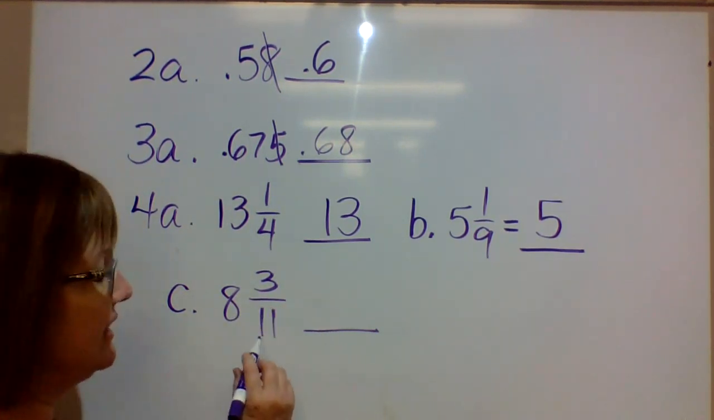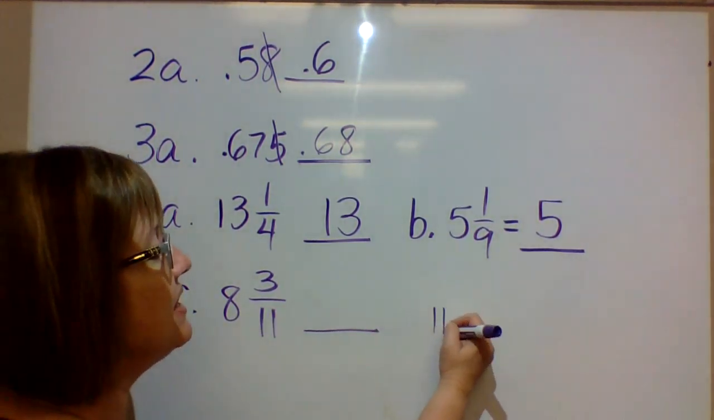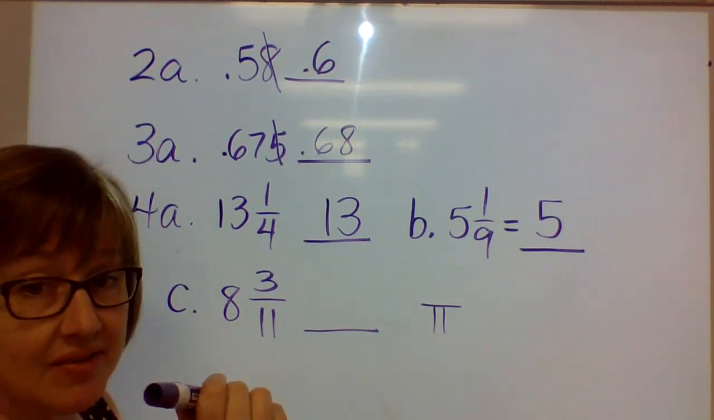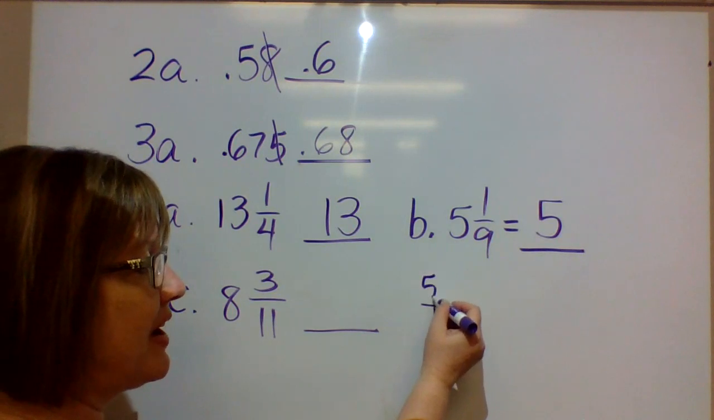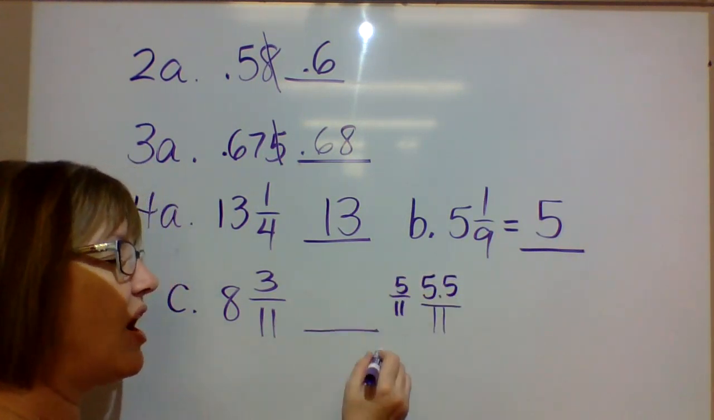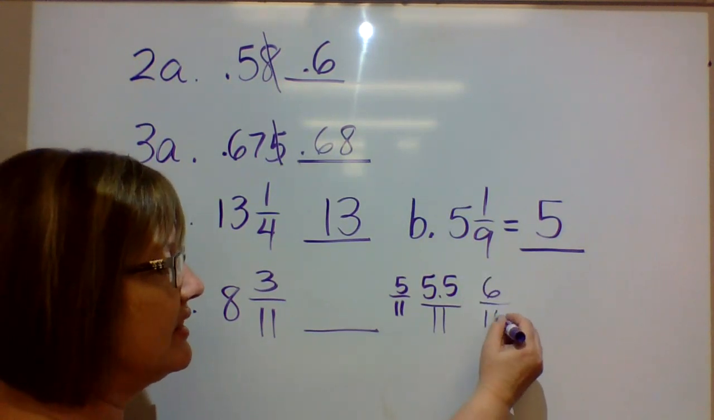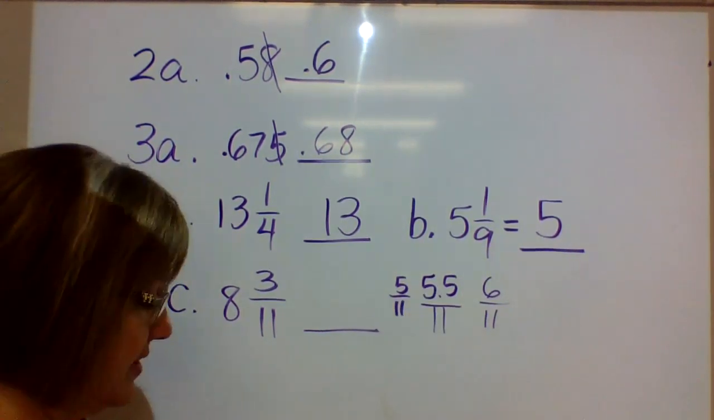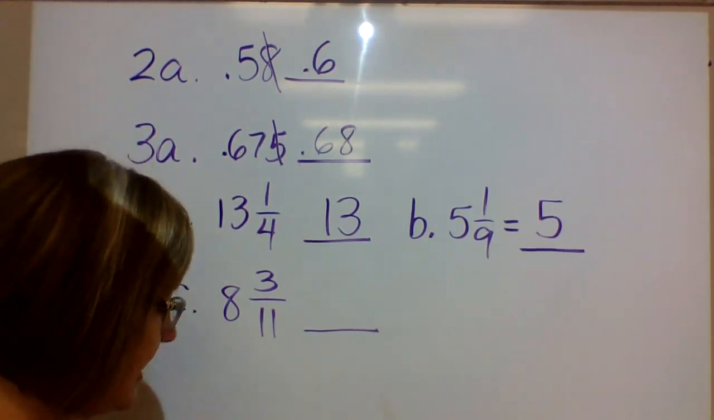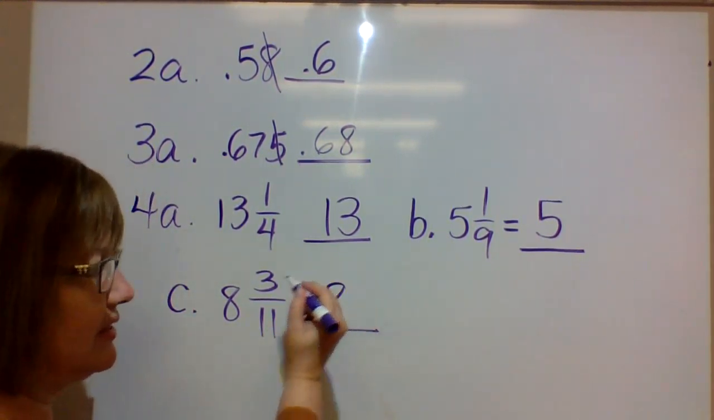Okay, 8 3/11. So think, what would half be in 11ths? What's half of 11? Half of 11 would be 5 1/2, right? So that means 5 11ths and below are less than half, and 6 11ths and above are more than half. 3 11ths falls lower than 5 1/2, so it's less than half, so it's 8.